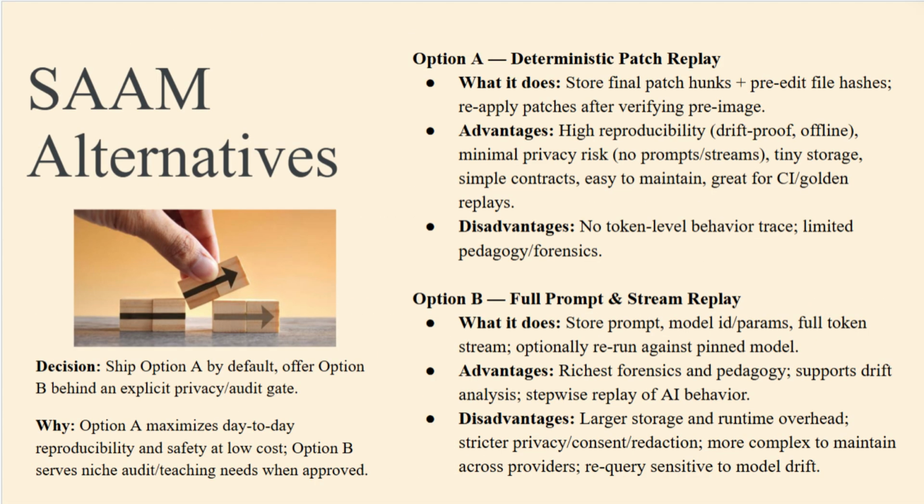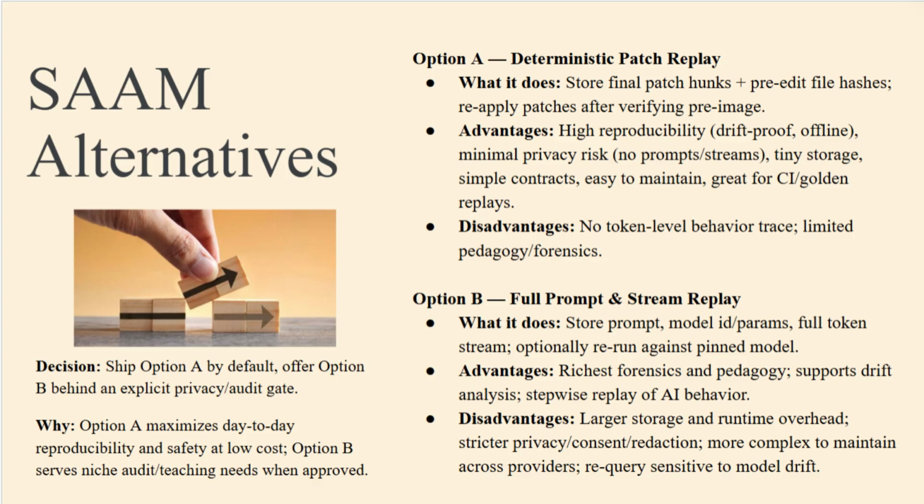For alternatives, we compared two main designs. The first one is deterministic patch replay. It's the simplest and the most lightweight, as it only stores prompts, patches, and pre-edit hashes. This keeps the storage small, privacy risks low, and the replay very reliable. The trade-off is that we don't capture any of the model's intermediate behavior, so we can't inspect how the output was produced.